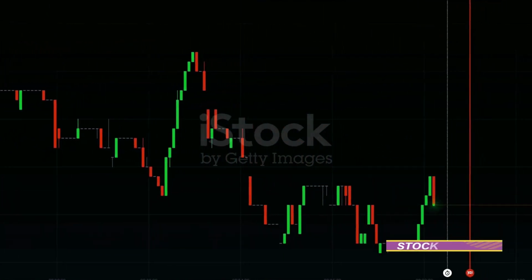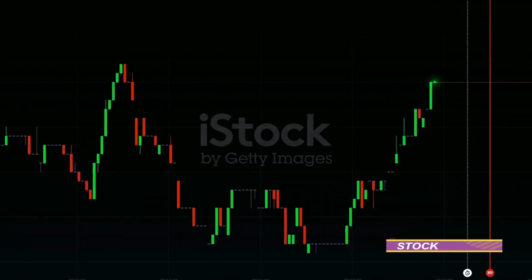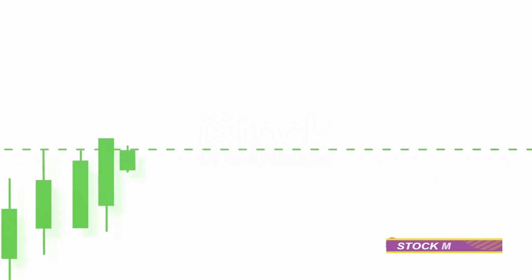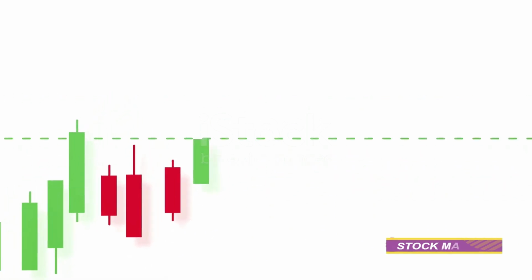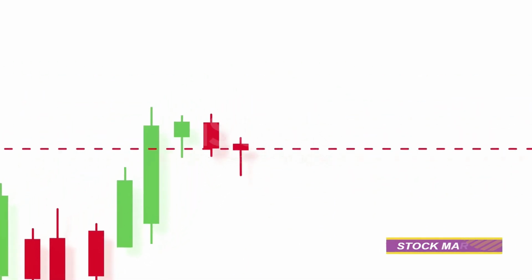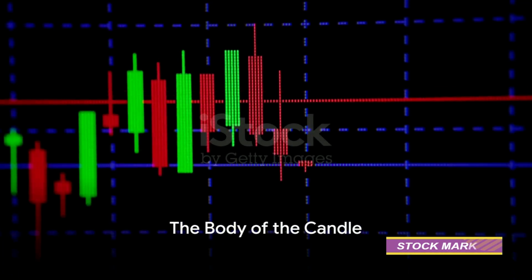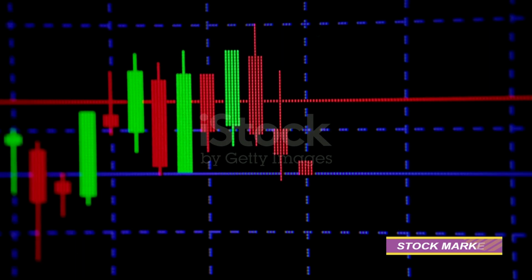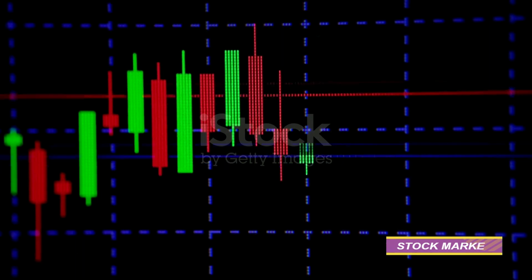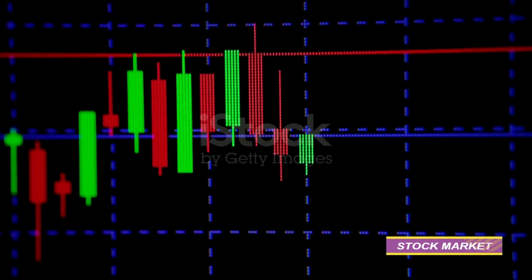Picture in your mind a candle. It's not just a wick in the center, it has a body and two shadows. Similarly, a stock market candle has three central parts: the body, the upper shadow, and the lower shadow. Let's start with the body. This is the rectangular part of the candle. It represents the range between the opening and closing price of the stock for a given period.